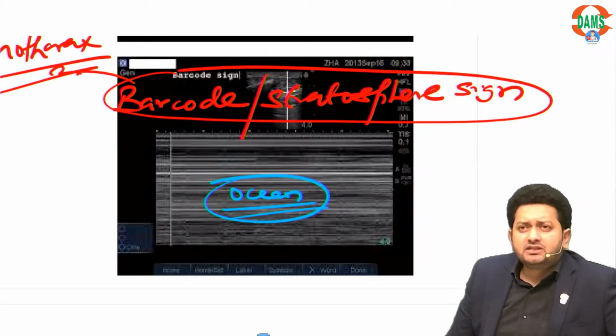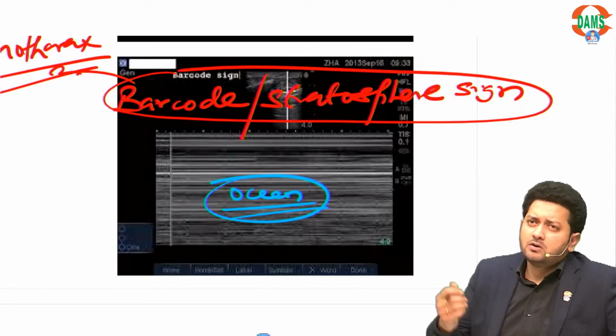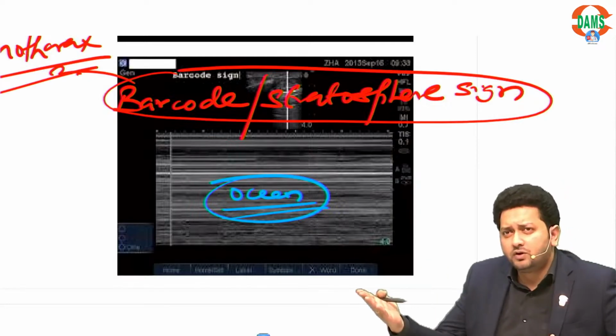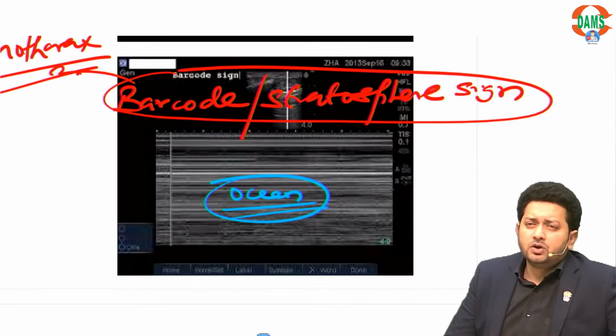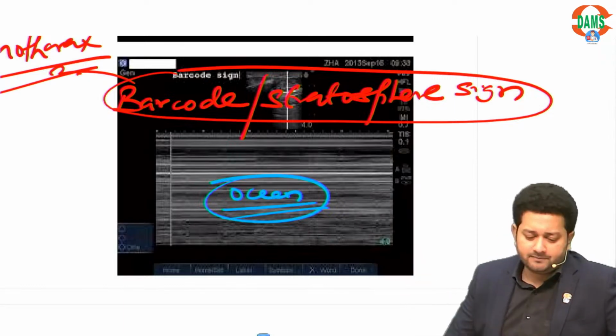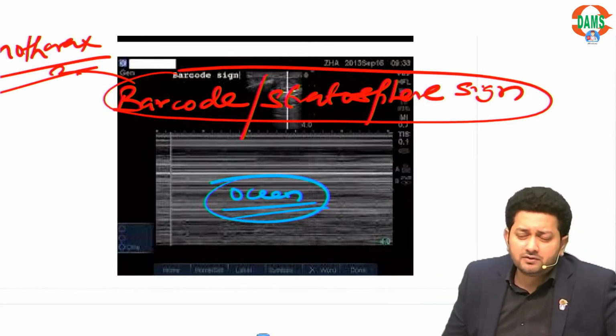If E-FAST is not available and clinically it looks like a pneumothorax, then if the patient is stable enough to wait for the X-ray, go for that. Otherwise, based on your clinical judgment also, you can straight away put the ICD. That depends on the patient's condition and obviously on the judgment of the doctor as well.